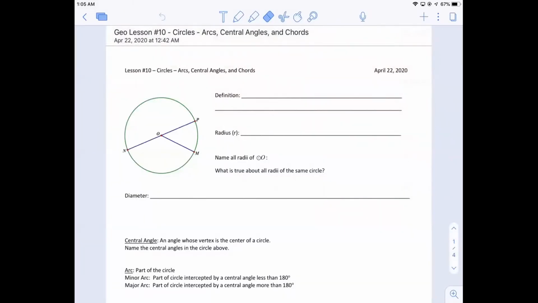Today we are going to be looking at circles. Today's going to be a lot of definitions. We're going to talk about arcs, central angles, and chords. All right, so first, let's start with the definition of a circle.